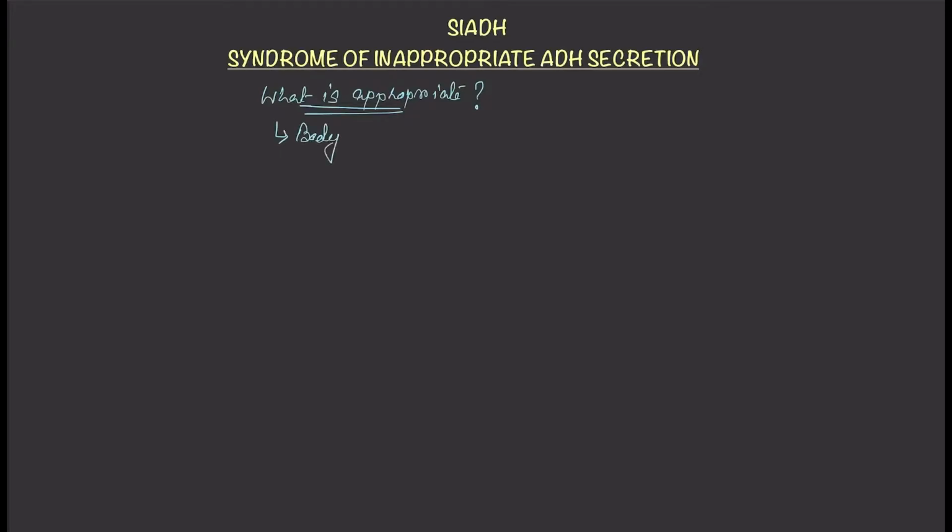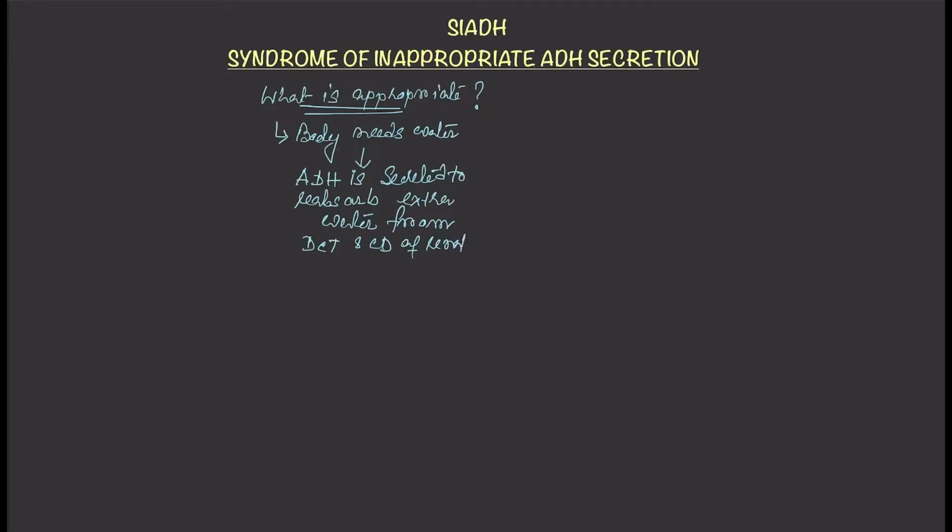So whenever there is demand for water inside our body, the ADH is secreted to reabsorb the extra water from the distal convoluted tubule and the collecting duct of the renal tubule, right? So that extra amount of water can be reabsorbed from the renal tubule, and that volume can be replenished. Two important stimulants for ADH secretion are hypovolemia or an increase in the plasma osmolality.